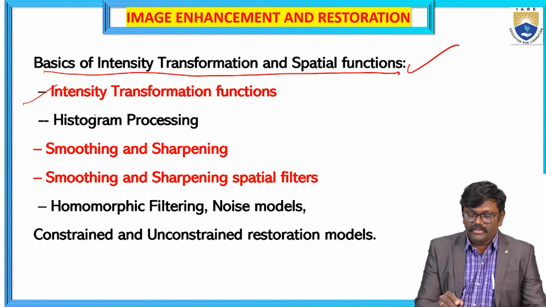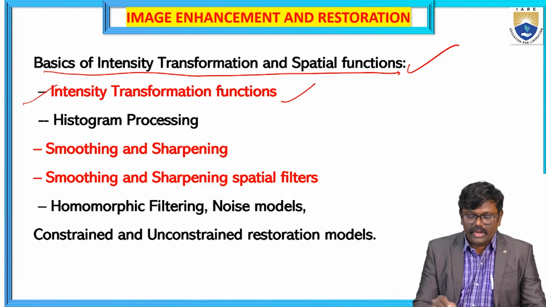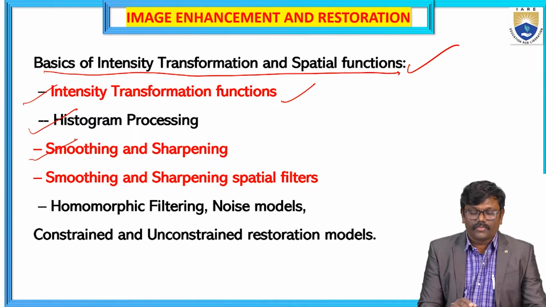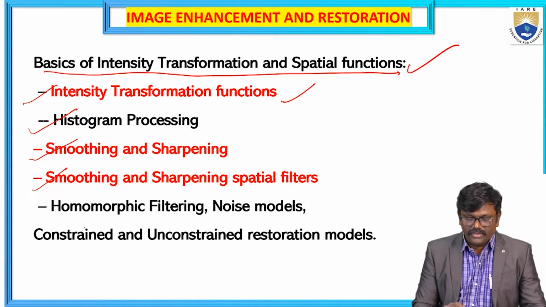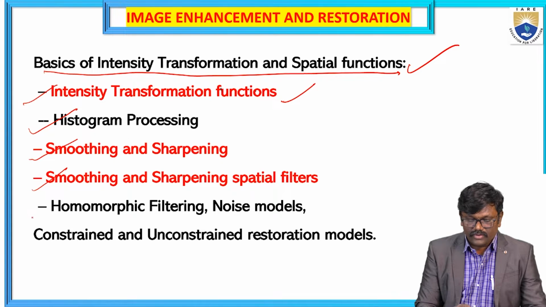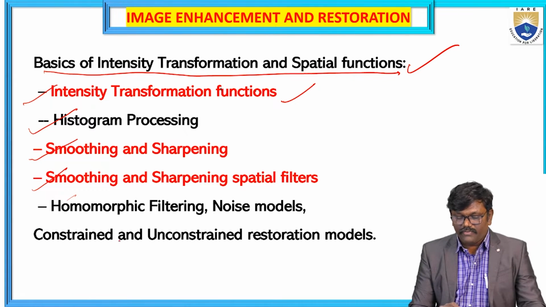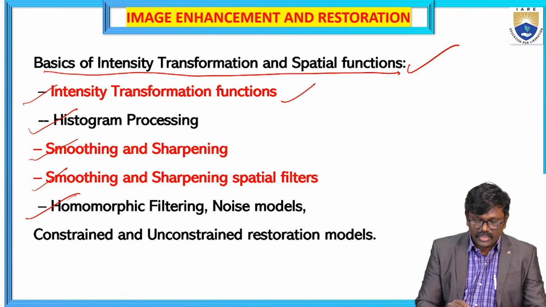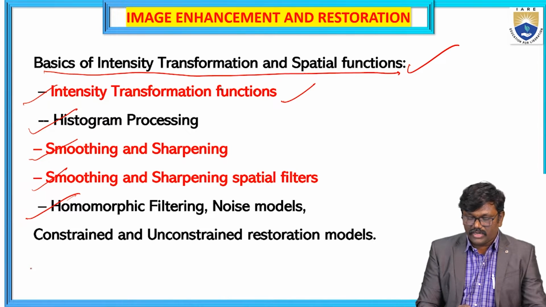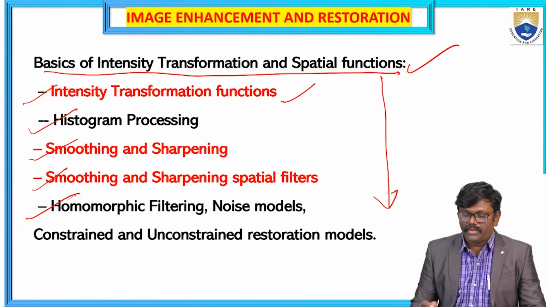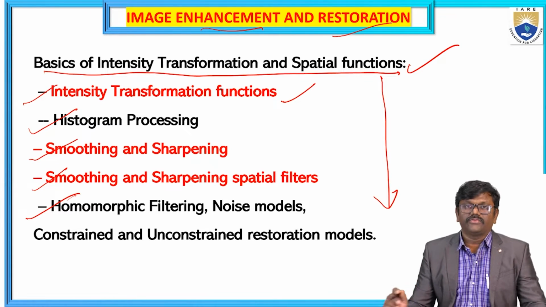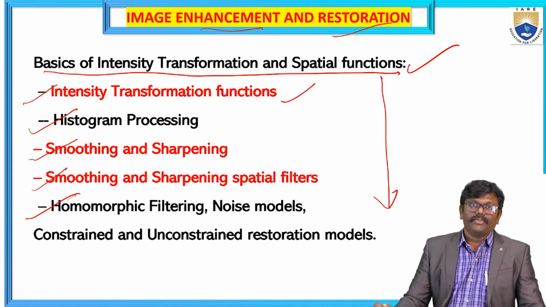Number one is intensity transformation functions, number two is histogram processing, number three is smoothing and sharpening, number four is smoothing and sharpening spatial filters, and next one is homomorphic filter and noise models. And the last one is constrained and unconstrained restoration models. These will all be covered under the enhancement as well as restoration model.